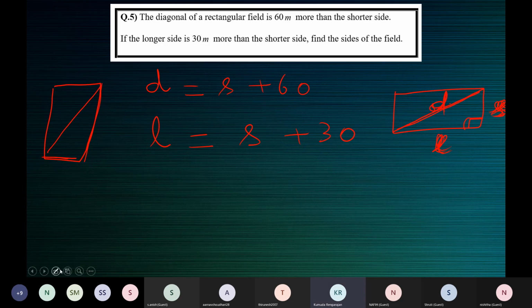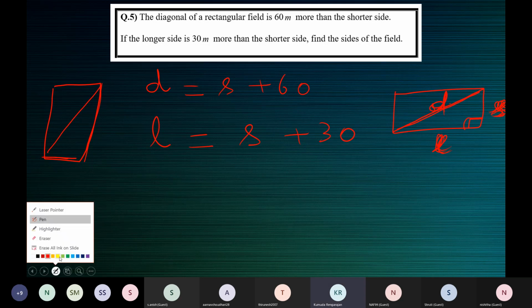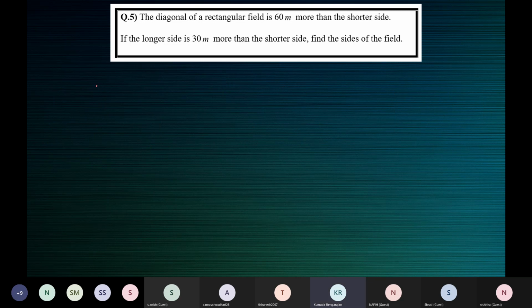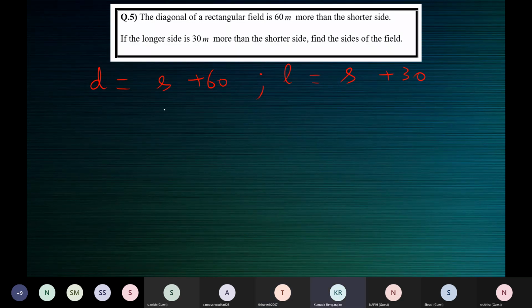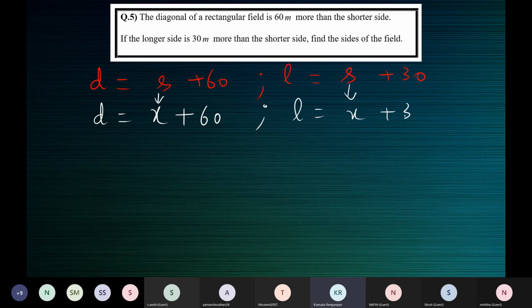Now tell me, children, who is x? Anybody can be x, okay? So see here, diagonal is 60 meters more than the shorter side. Longer side is 30 meters more than the shorter side. Who will we call x, children? Shorter side. Anybody can be x. Shorter side as x is also fine. So if you call the shorter side as x, the diagonal is equal to x plus 60. Let the shorter side be x. The longer side is x plus 30.